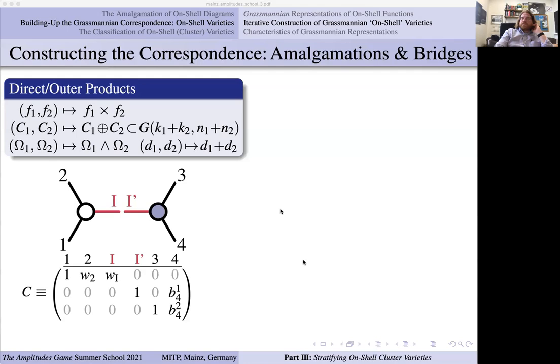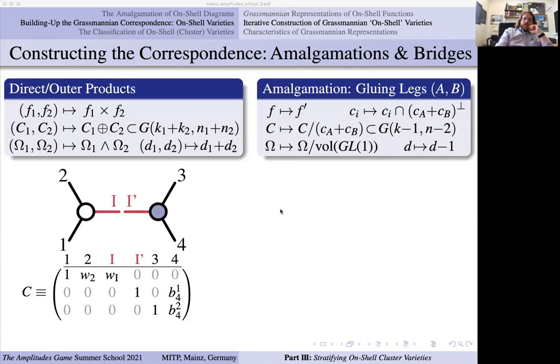The second operation is much less trivial, and it is amalgamation. It takes a little bit of work, a bit of a homework assignment that I'm not giving you, to show what it means to set the momentum of leg I to be minus that of the momentum of leg I prime, and to integrate out over its degrees of freedom. But I will just tell you geometrically what happens. What it does is it takes every single column in this matrix and projects it onto the complement of the sum of the 2 columns that you glued together.